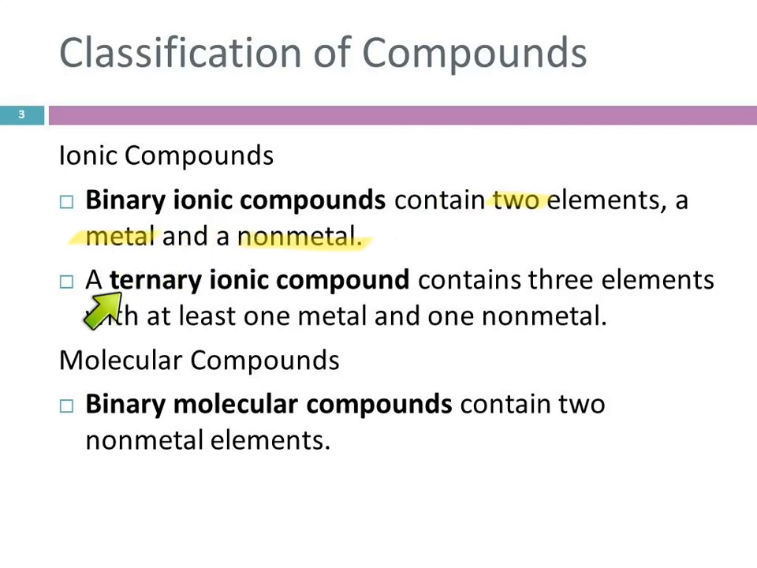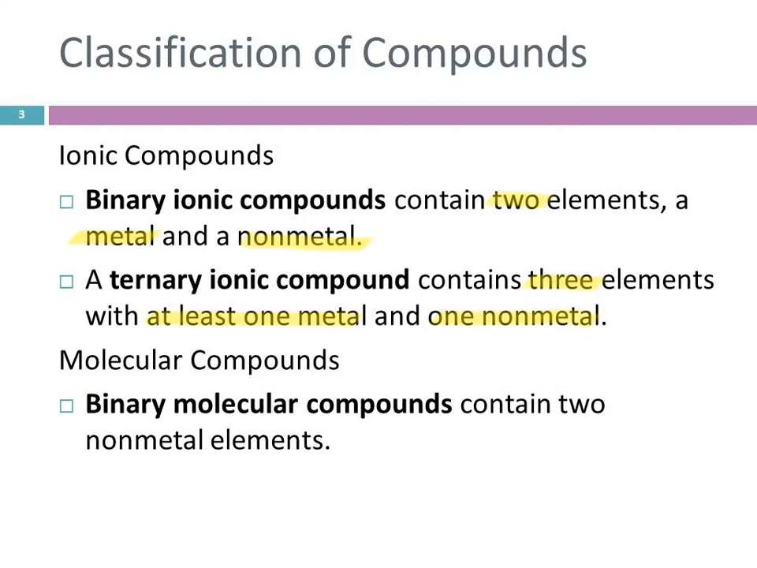The other type of ionic compound is called ternary. Ternary means three. So these compounds have three elements, at least one metal and one nonmetal. You could have two metals and one nonmetal, or one metal and two nonmetals, but you have to have at least one of each. Okay, that's a ternary ionic compound.